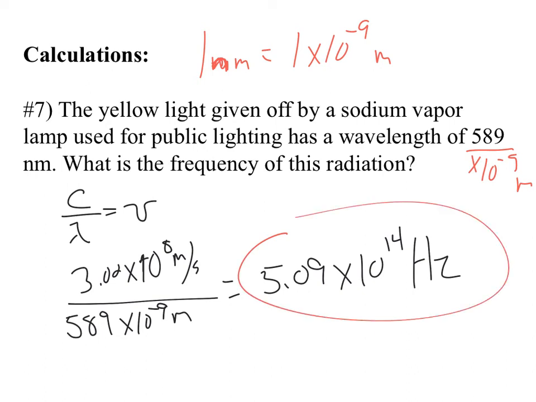If you didn't do that, you would have gotten something like 5.09 times 10 to the maybe 6th, okay, something like that, or 5,090,000 or something like that. So if that's what you got, it's just because you didn't do this conversion up here with the nanometers, and that's not the end of the world. You just have to keep track of what units you're using.